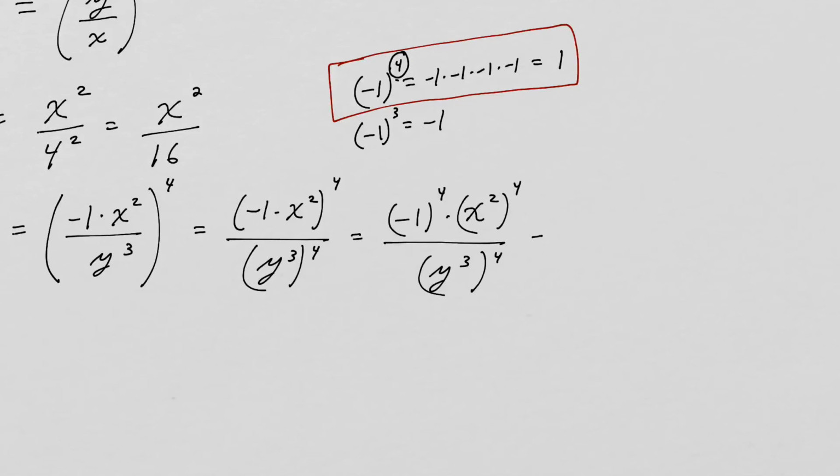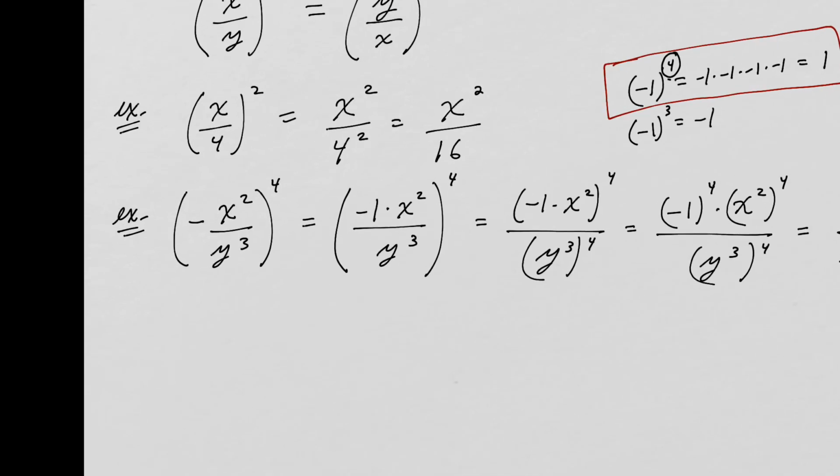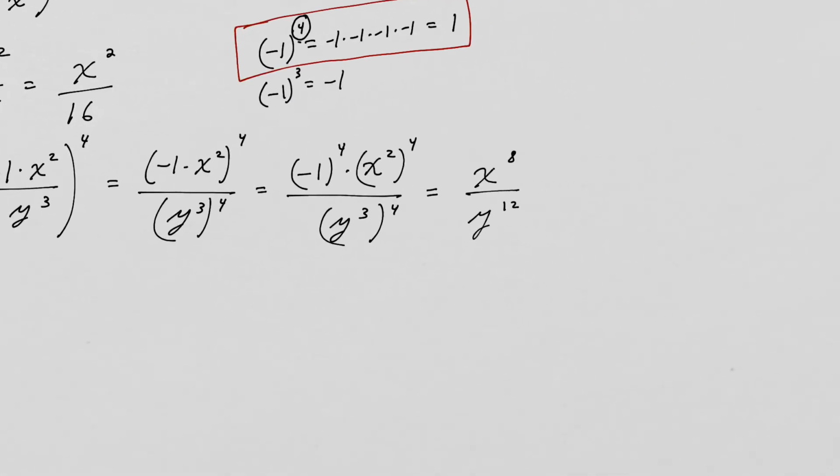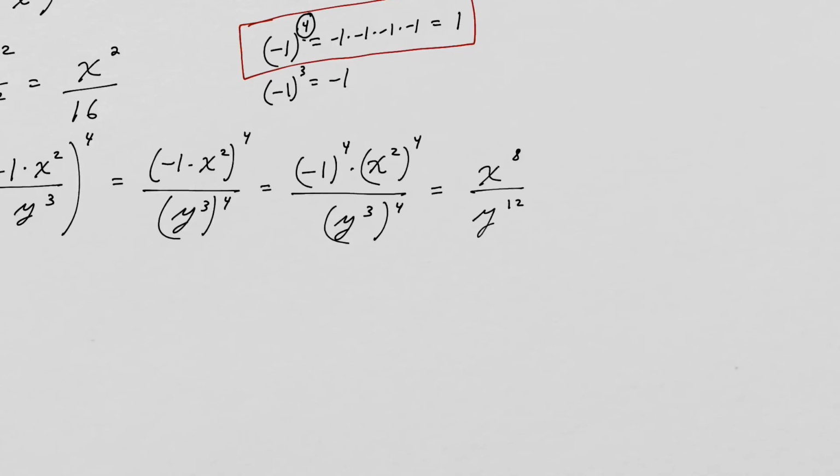And then how do I handle the rest of it? Well, I have to use that other rule, raising a power to another power. So I multiply the exponents. So this would be x to the 2 times 4, which is 8. And then y to the 3 times 4, which is 12. And that would be my answer. So this original problem here, (negative x squared over y cubed) to the 4th, ends up being just x to the 8th over y to the 12th when we use all of our rules and expand it out.